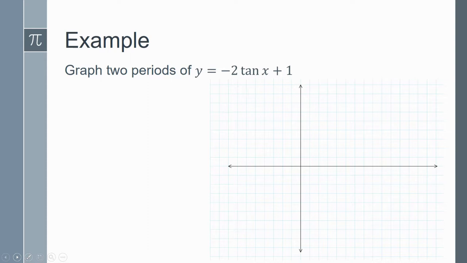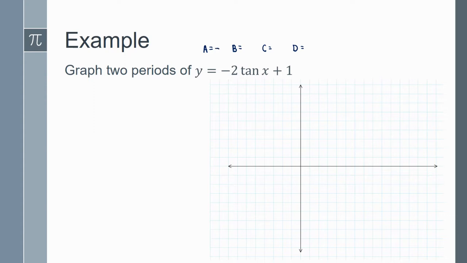All right, let's do a couple of graphs. Let's make sure that we can graph 2 full periods. Here's my equation, y equals -2 times the tangent of x plus 1. So once again, we want to identify our A, our B, our C, and our D in order to do these problems.